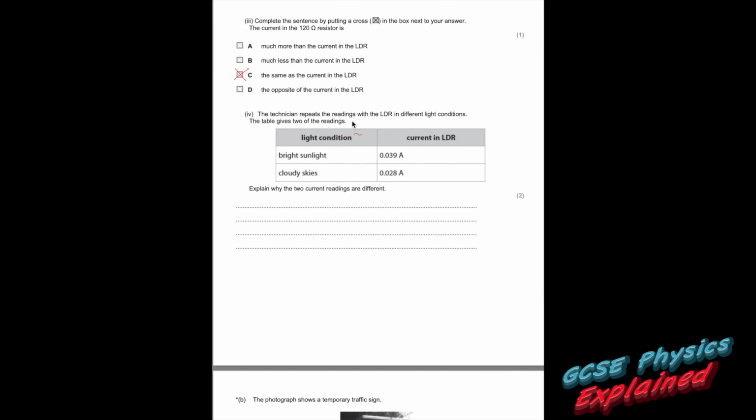Part 4. The technician repeats the readings with the LDR in different light conditions. The table gives two of the readings. So when it's bright, the current is 0.039, and when it's cloudy, which means it's getting darker, you can see the current is less. Explain why the two current readings are different. Well, we know that current is controlled by the size of resistance. So since this current got smaller, it must mean that the resistance of the LDR when it got darker increased.